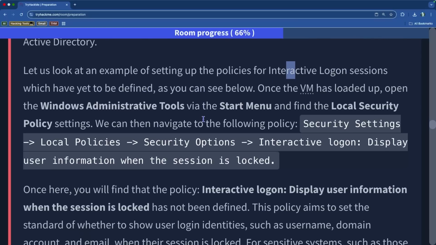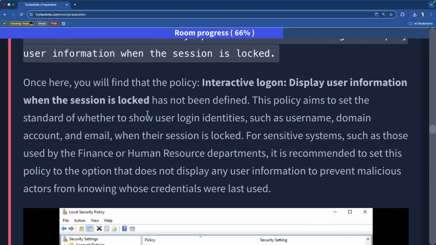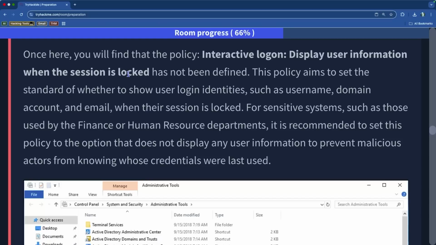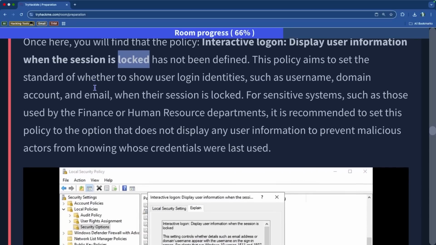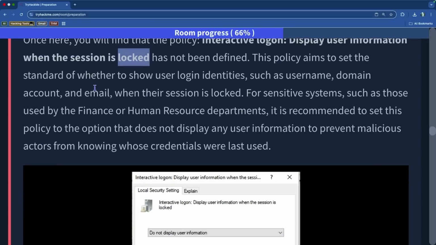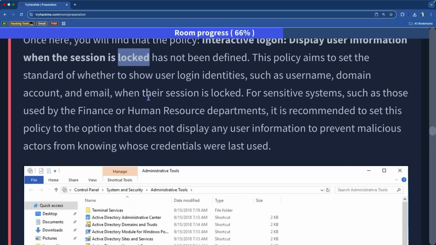So once the VM has loaded, we're going to go to the Windows admin tools and then go to the local security policy settings and then navigate to the policy by going through security settings, and so on. And then once there, we'll find that the policy "Interactive logon: Display user information when the session is locked" has not been defined. This sets the standard of whether to show user login identities, such as username, domain account, or email, when the session is locked.